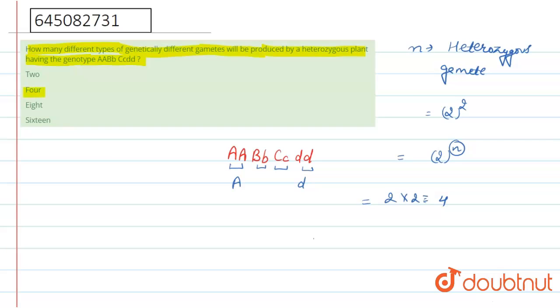Okay, so here option second is right because option second is 4. So we can say that the right answer is 4. The number of different gametes is 4. So hope this answers your question.